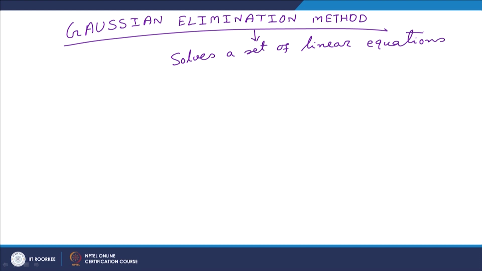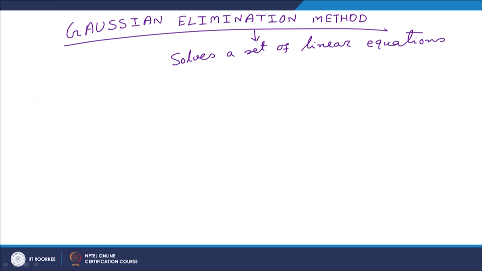Now, let us look at how this particular Gaussian elimination method works. To understand that, we will look into one simple example. An essential feature of this method is that it does not require the inverse of the Jacobian matrix. Now, to understand that, let us take an example.